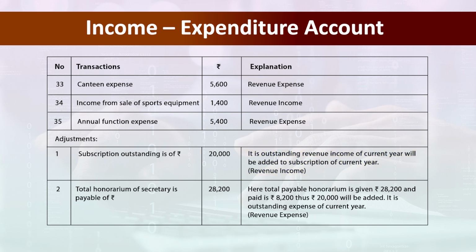The second adjustment is total honorarium to secretary payable of rupees 28,200. Here total payable honorarium is given as 28,200 and paid is rupees 8,200. Thus, rupees 20,000 will be added. It is outstanding expense of current year and so it is a revenue expense.